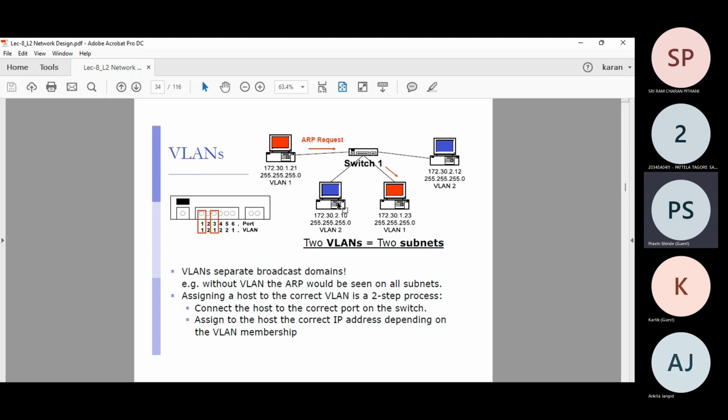Same scenario with VLAN 2. Okay, so port number 4 and 6, 4 and 5.